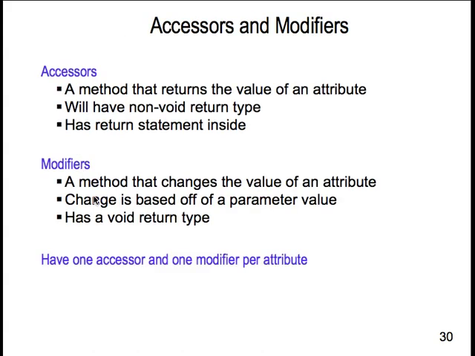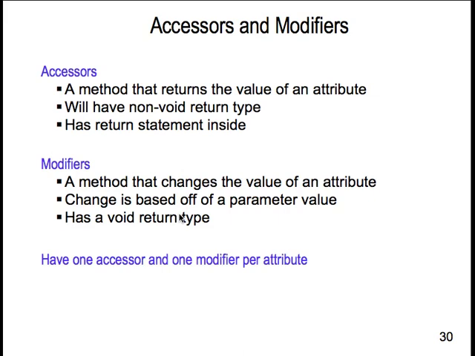So let's talk about accessors and modifiers, and we'll look at some more examples. Same concept as Java, actually, to access and modify data members, but if you don't know Java, and assuming you don't, let's discuss the concept briefly. The accessor is a method that returns the value of an attribute. It will have a non-void return type because it's returning something, and has a return statement inside of the method at the end.